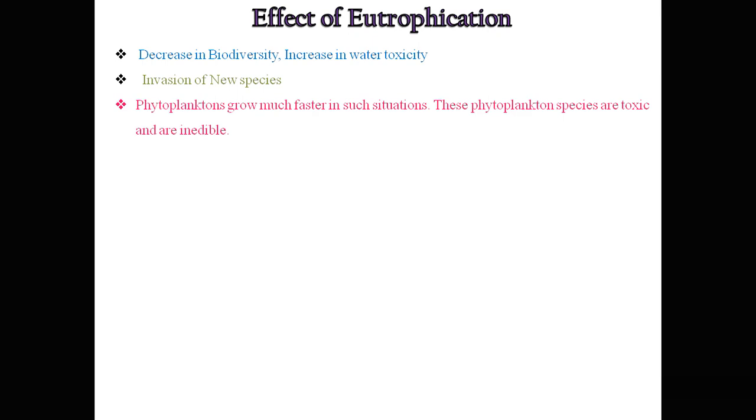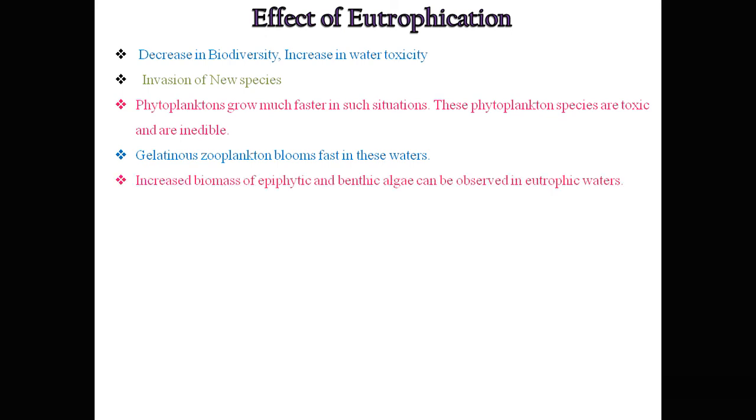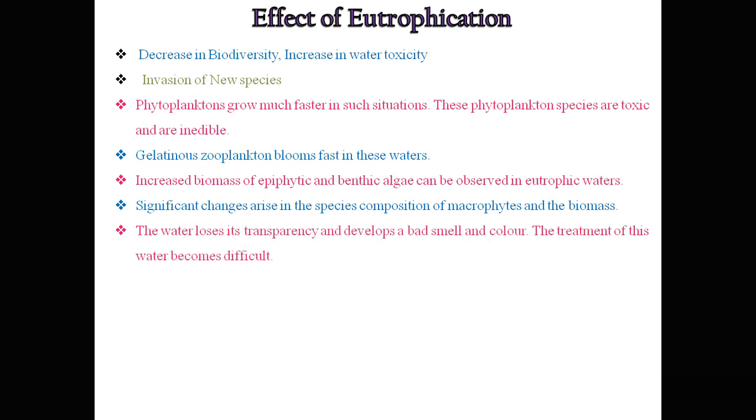Phytoplankton can grow much faster in such situations, and these phytoplankton species are toxic and inedible. Gelatinous zooplankton blooms fast in eutrophic water, and increased biomass of epiphytic and benthic algae can be observed. Significant changes arise in the species composition of macrophytes and the biomass. The water loses its transparency and develops a bad smell and color. The treatment of this water becomes difficult.